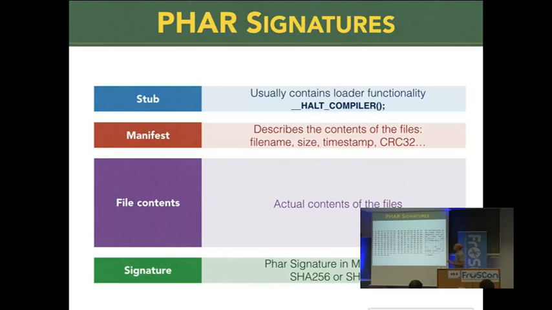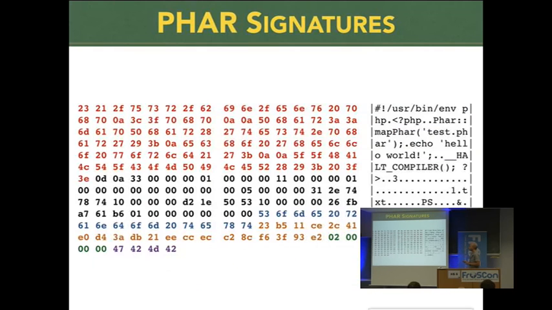So I created a really simple PHAR file. You can see here, we open PHP, we execute mapPhar, so we can access the included files, and echo hello world, and then __HALT_COMPILER. This is the stub. Then there's the manifest, which is all of this, which is basically some flags.